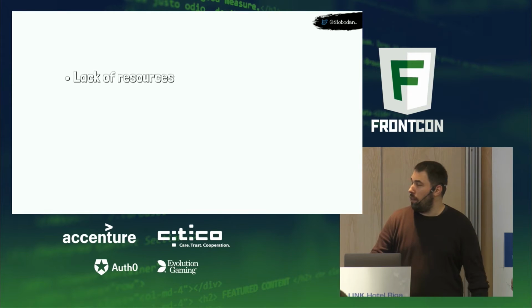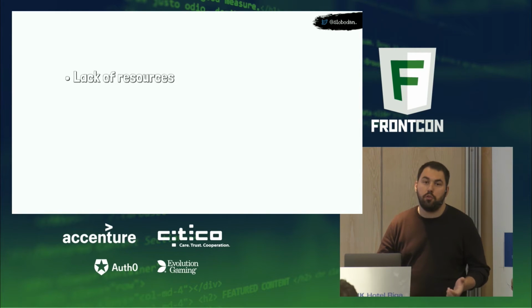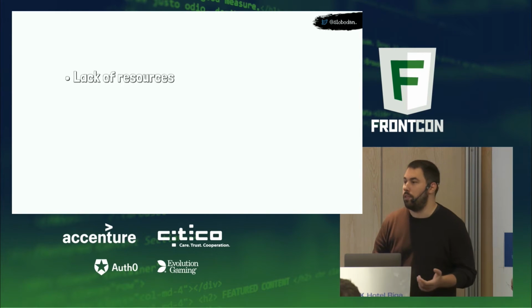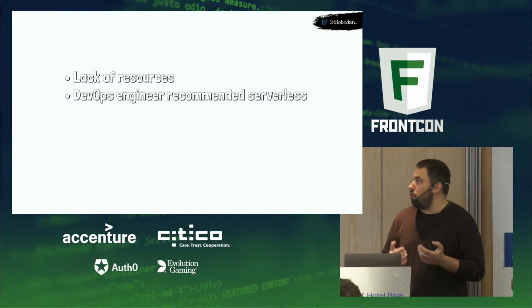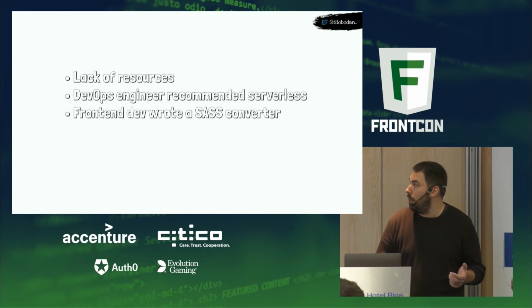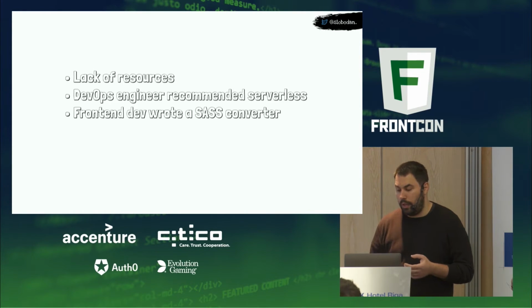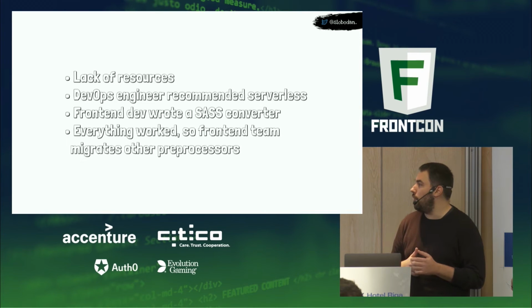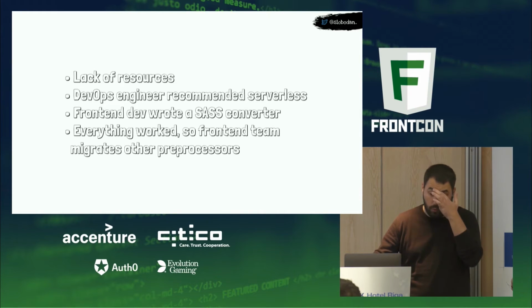So they had a lack of resources. They could use containers and things like that, but they don't have enough people to manage that, and they don't have a huge budget because we don't pay for their service. So their DevOps engineer tried to find something that will work for them with less maintenance, and they found serverless. Their front-end developers tried to write the Sass converter, and everything worked fine. So in the end, they migrated all of their converter preprocessors to serverless.